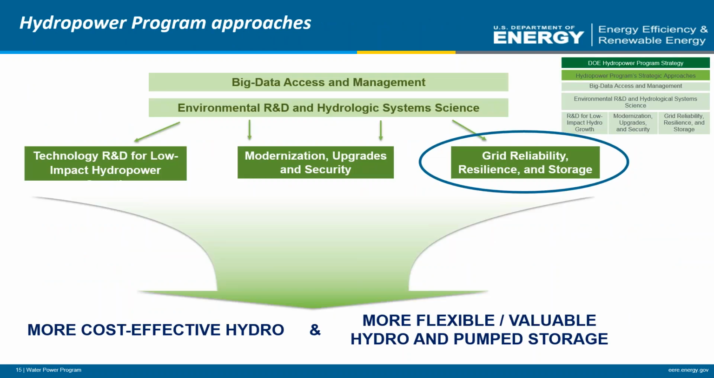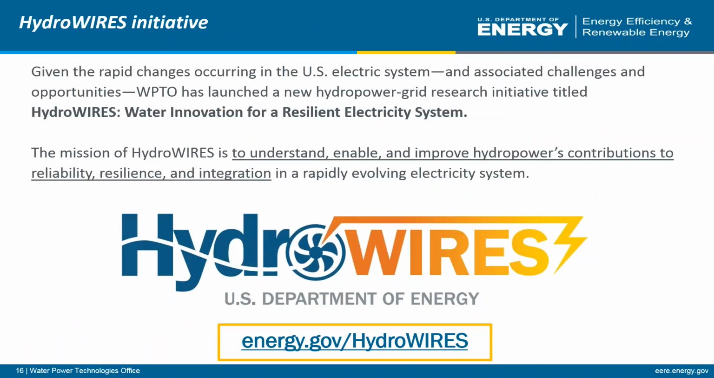Okay, so going back to our hydropower program strategic approaches, we'll now focus on our newest area, grid reliability, resilience, and storage. As Alejandro mentioned, we recently launched our new initiative in this area called HydroWIRES, which is the Water Innovation for a Resilient Electricity System. The mission of HydroWIRES, as it says here on the slide, is to understand, enable, and improve hydropower's contributions to reliability, resilience, and integration in a rapidly evolving electricity system.